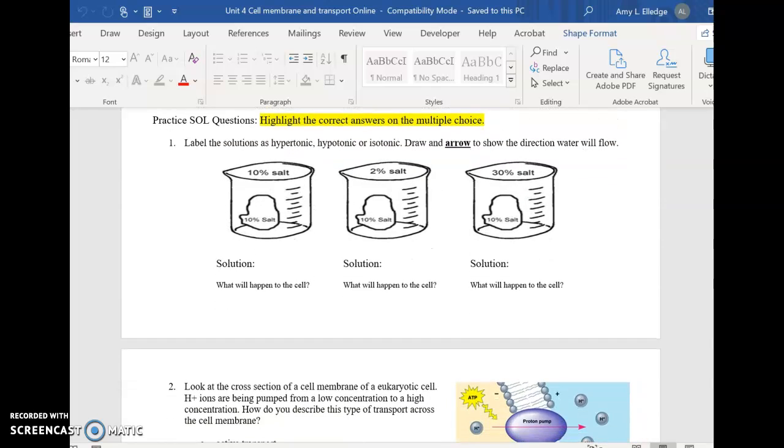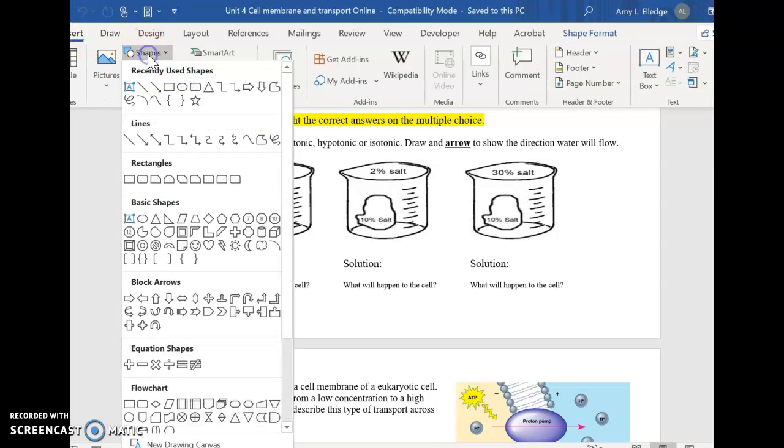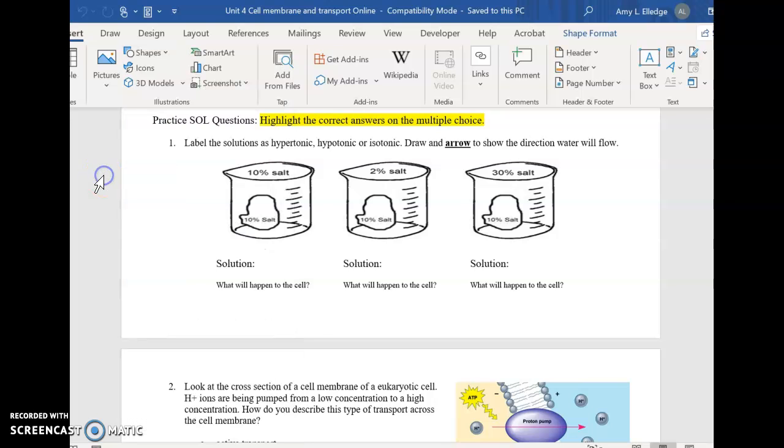All right, so looking down here at our SOL questions, we got to know if the solution, again, is hypertonic, hypotonic, or isotonic, and draw our arrow. So looking at the first one, that's 10% solutes outside, 10% inside. And because they are the same, it is an isotonic solution. And you should have an arrow then going in and out. So you can put that in using your insert right here and using your shapes. And there you have an arrow right there that goes both sides.